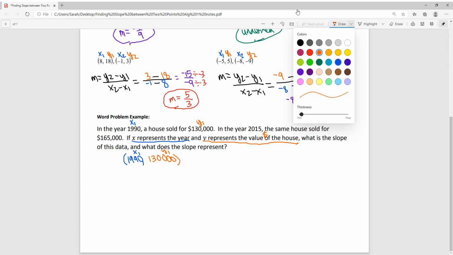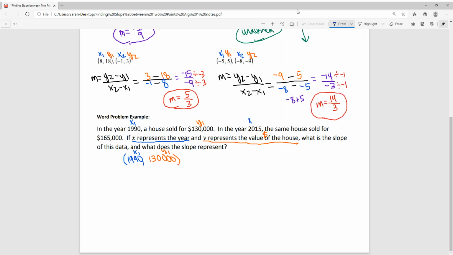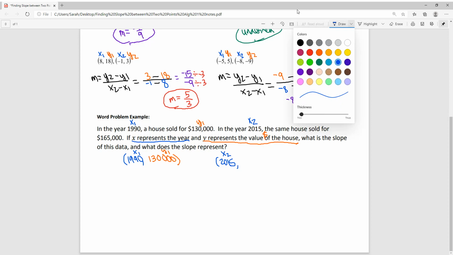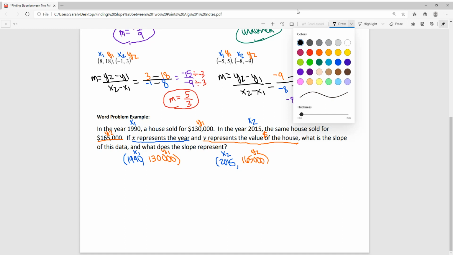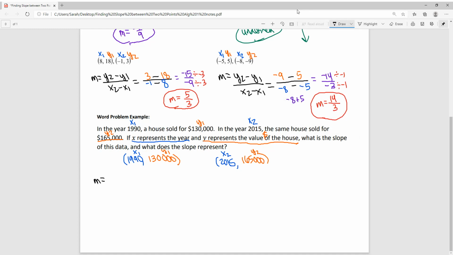Keep reading through the problem to find our other point. In the year 2015, that's the second year we've talked about, so that's going to be x2. Go ahead and start writing my point out while I'm at it. The same house sold for $165,000. So that is going to be my y2 because it's the second house value we've seen. Now that I have my points written out, hey, this looks like what we've been doing. Good news. So now we can use the slope formula, which I'm going to write out for us.